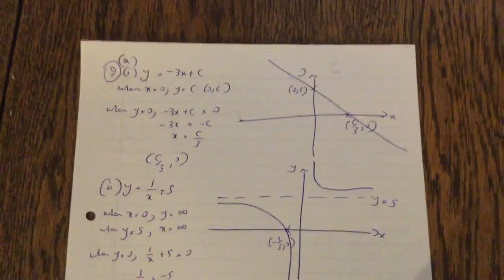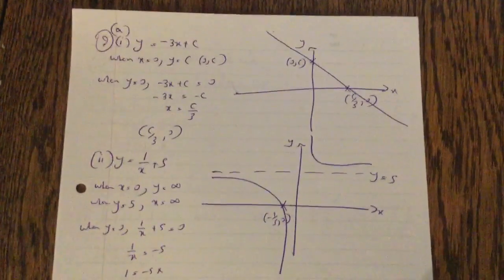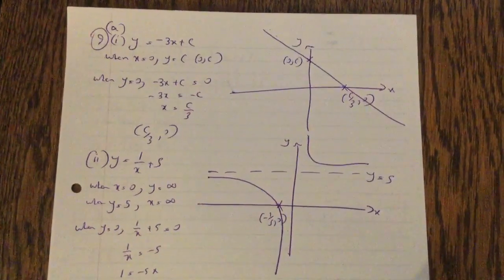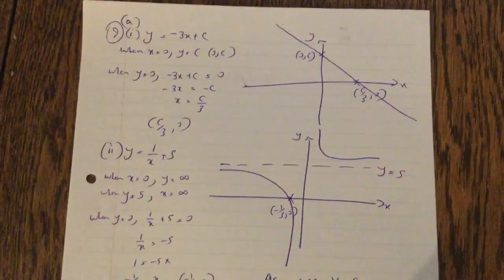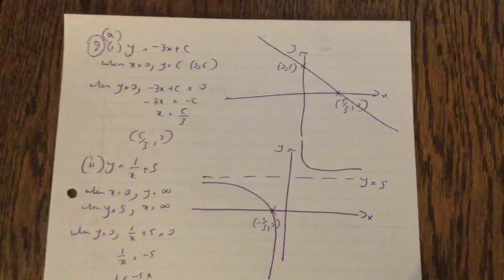Okay, now we go to question A. So we have to sketch some curves here. So y is equal to minus 3x plus c. So when x equals 0, y is equal to c, so it goes through (0, c). When y is equal to 0, minus 3x plus c is equal to 0, so x is equal to c over 3. So it's a graph like that.